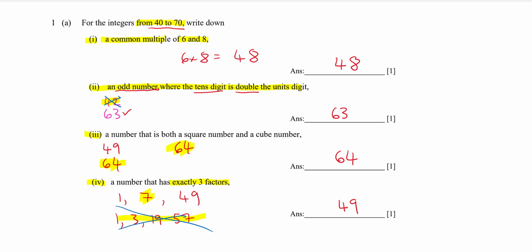Okay, and you could try that with any other number. You're either going to get a prime number, say 41, and then your factors will just be 1 and 41, and any other number, you're going to get more than 3 factors. So exactly 3 factors is 49. Okay, so that is question 1, part A.